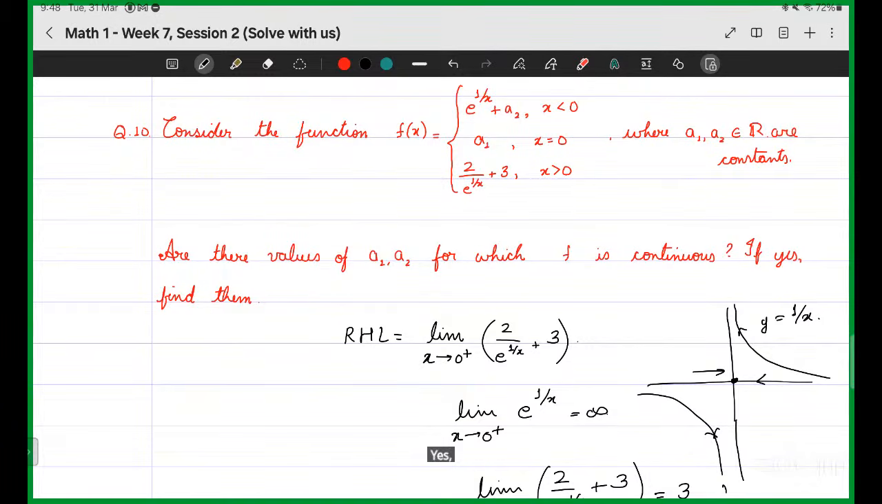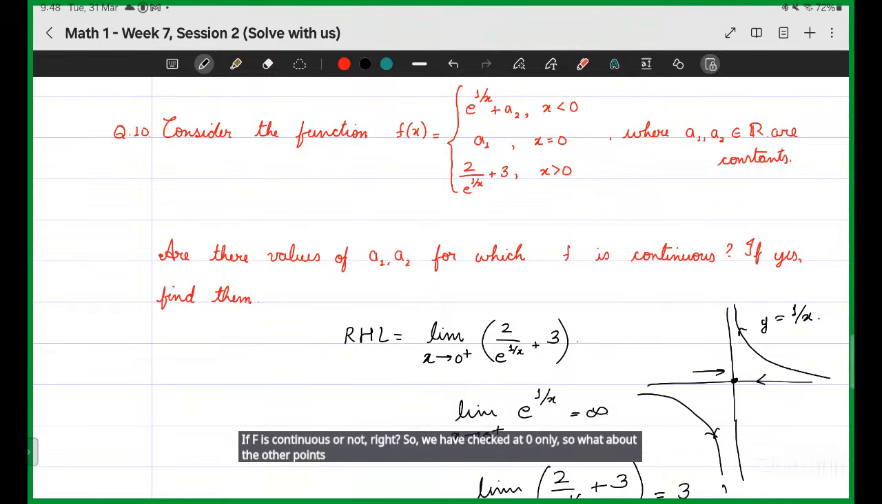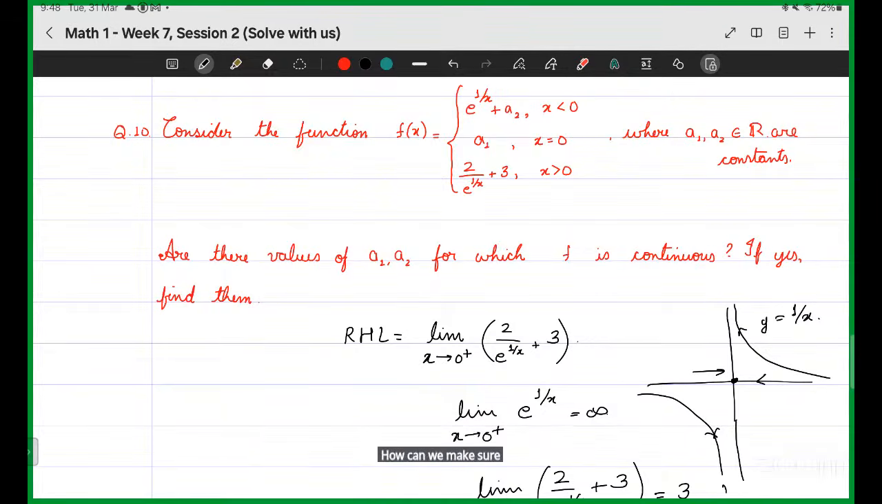Yes, sir. Sir, here we have checked, so in the question it is asked whether f is continuous or not, right? So we have checked at 0 only. So what about the other points? How can I make sure that at other points the function is continuous?